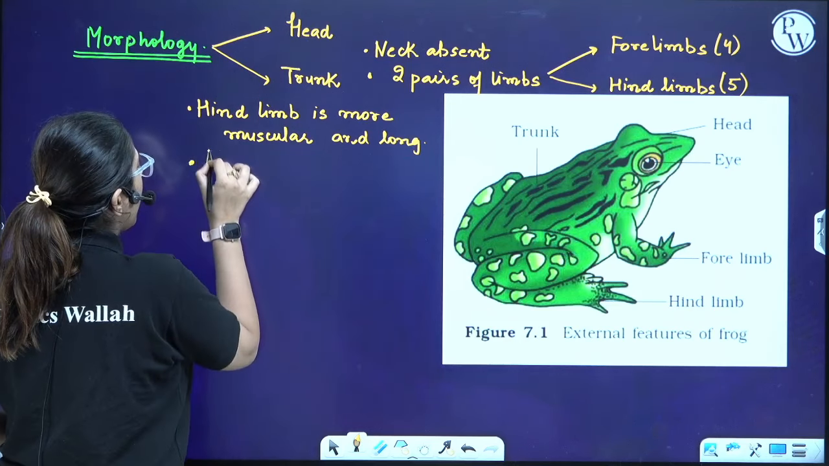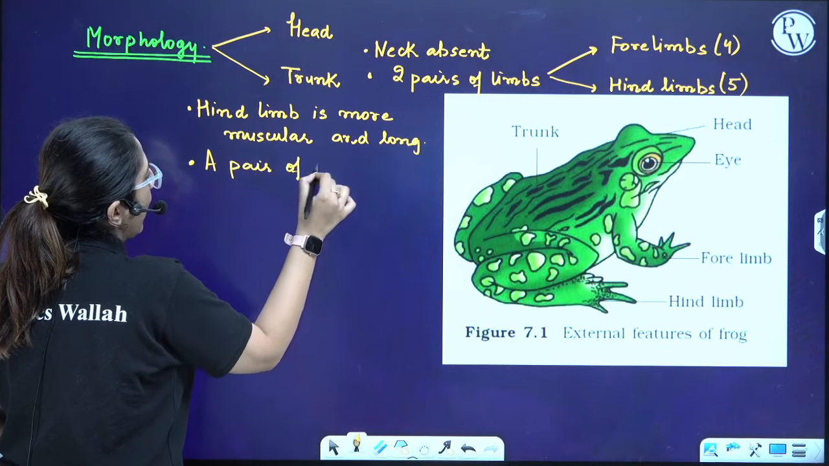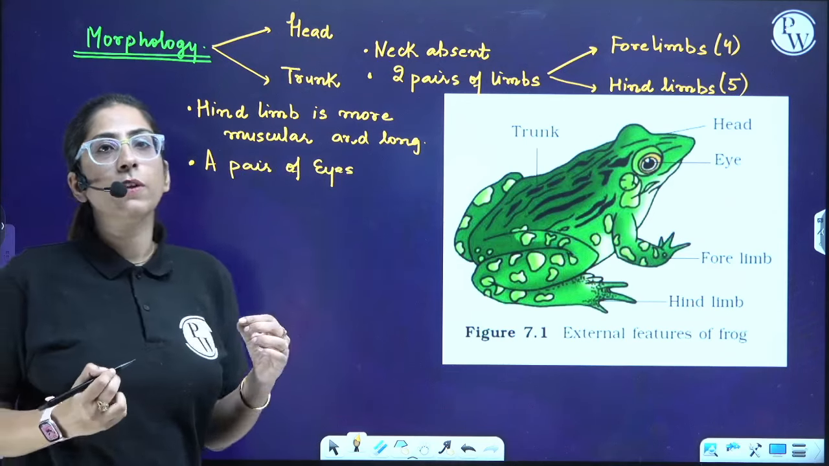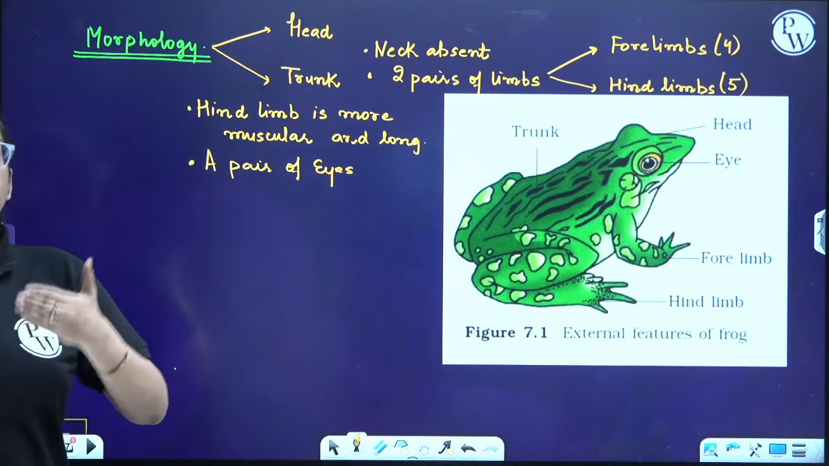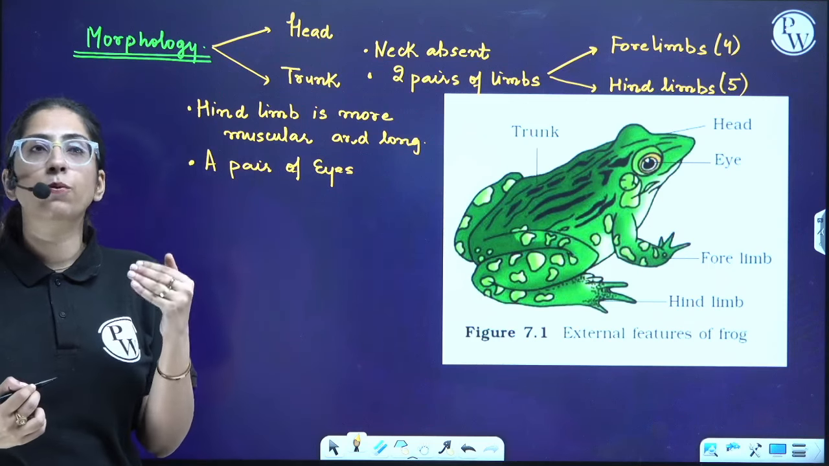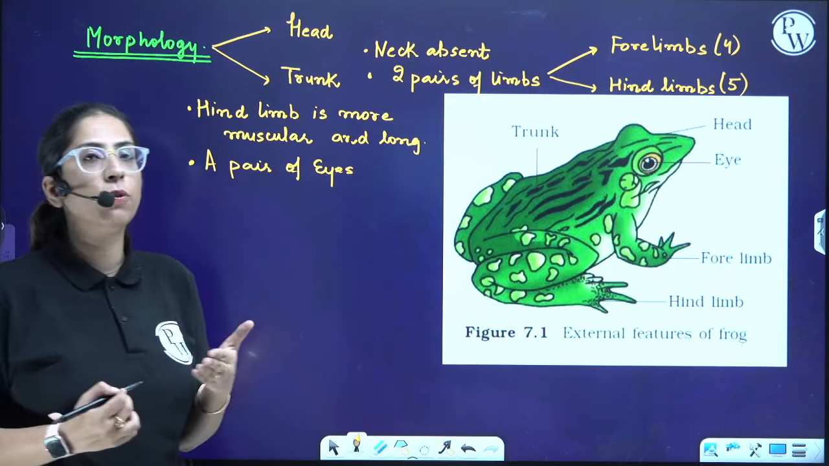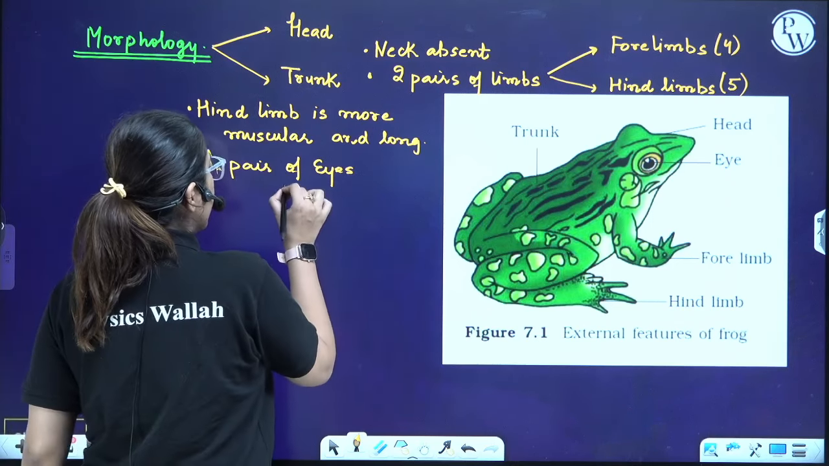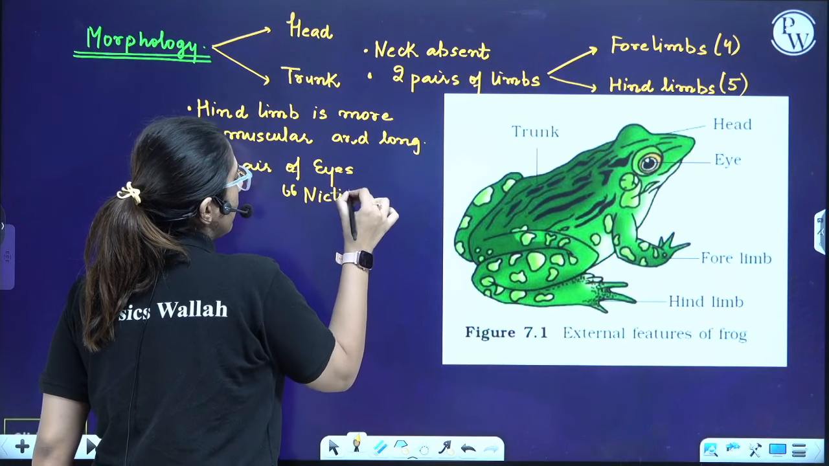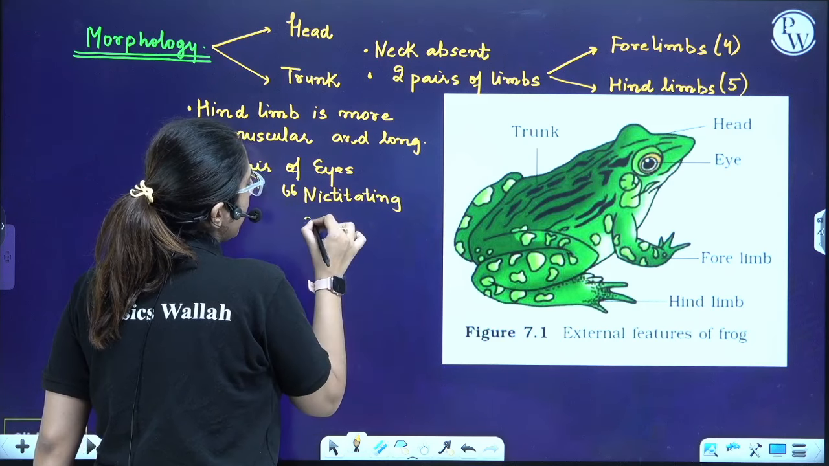Now, what else do they have? They have a pair of eyes. Because these organisms live in water also, they have to see in water. So, to prevent water from entering their eyes, they have a third eyelid, the nictitating membrane. The nictitating membrane is present.